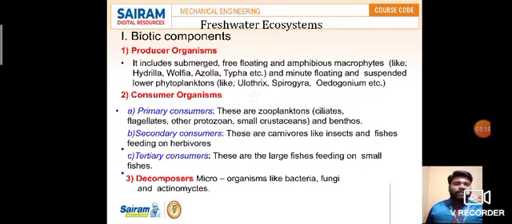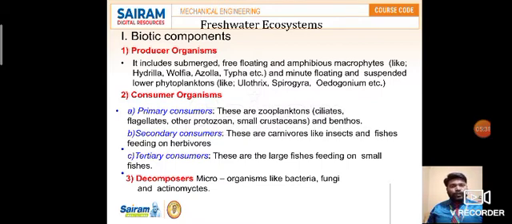So this is the freshwater ecosystem. Why do we call it freshwater? It is away from the salt content. In these freshwater ecosystems, we can see lots of living organisms, and those are biotic components.